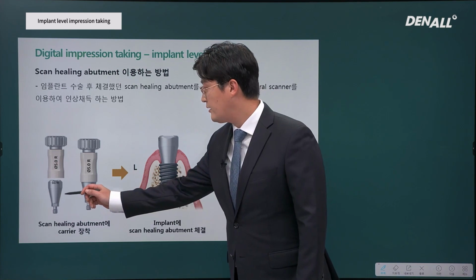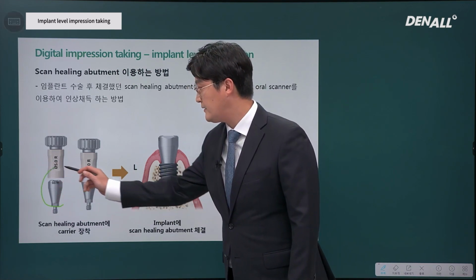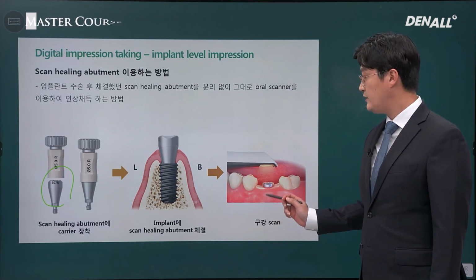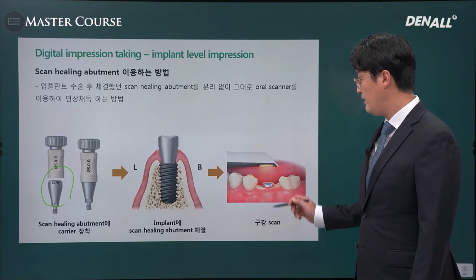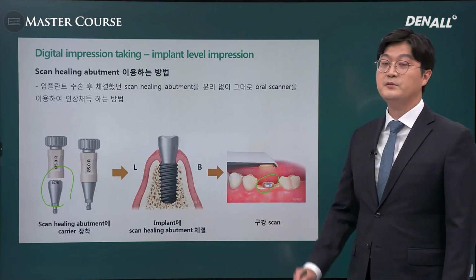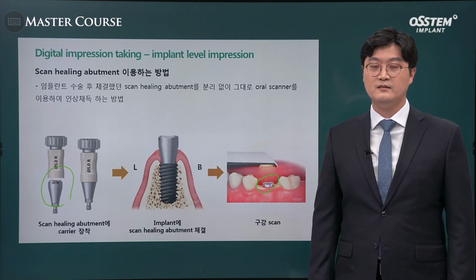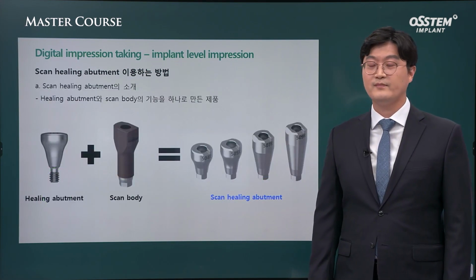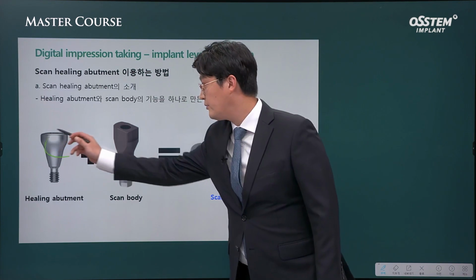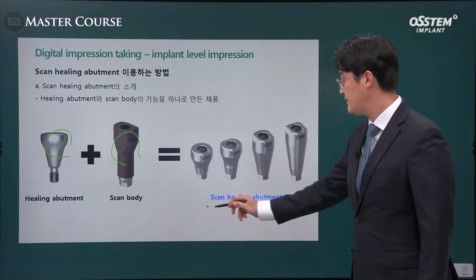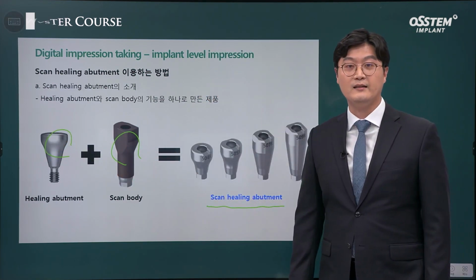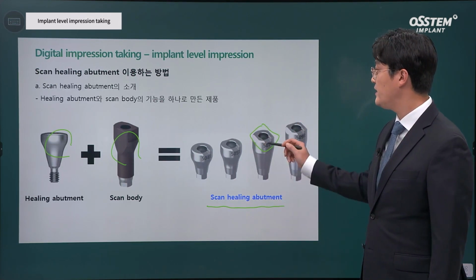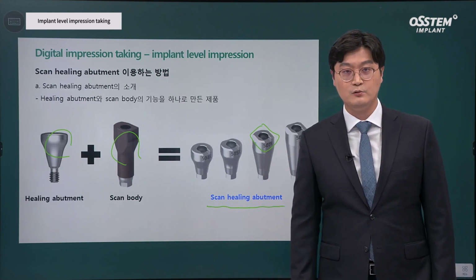Or a scan healing abutment. A healing abutment is combined with a scan body. Generally, after the first or second surgery, instead of a normal healing abutment, this can be used for scanning. This is the one. A normal healing abutment is combined with a scan body, made into a scan healing abutment. Only this top area is used for merging, so only this area needs to be exposed above the gum.